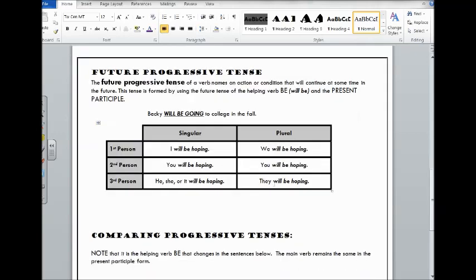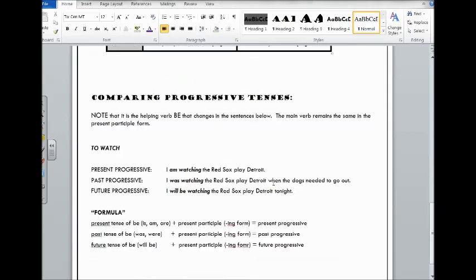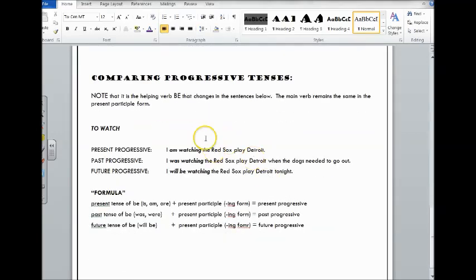It's always the same. So just quickly, we want to compare our progressive tenses. It helps you, I think, see the pattern. So just like our perfect tenses, they follow the same pattern. The helping verb changes tense to change our progressive tense, but the main verb stays the same. So present progressive, I am watching the Red Sox play Detroit. Am being your helping verb, present tense, so it's present progressive paired with our present participle.